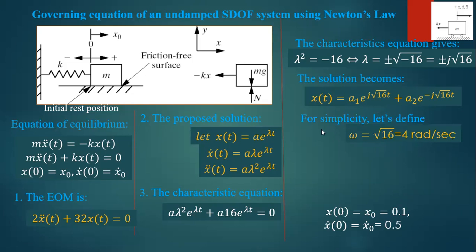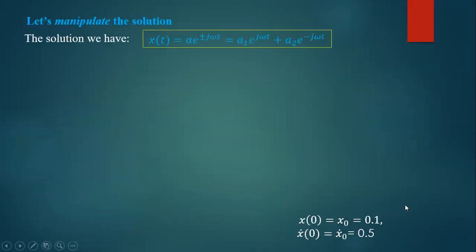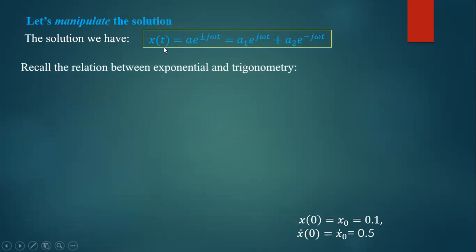Simplifying the radical 16 term, which is 4 radians per second, that is the natural frequency. Therefore, the solution becomes this. Then the initial conditions will be imposed on this solution in order to find the A1 and A2 values. So let's take this equation, and this is our equation.